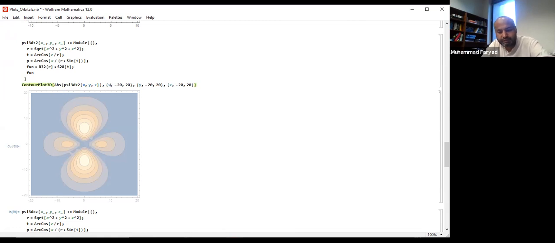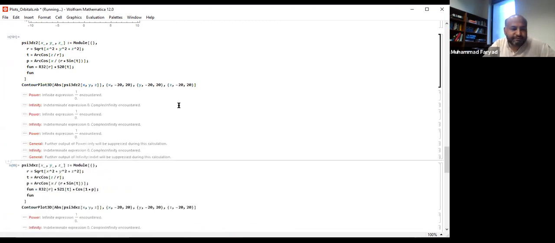So this is a Z square orbital. Unfortunately, at the origin, since R is 0 and I have this division by 0 at some of these points, it does complain, but fortunately it doesn't mess up the plot at the end. There are ways of avoiding this, but let's not worry about that.